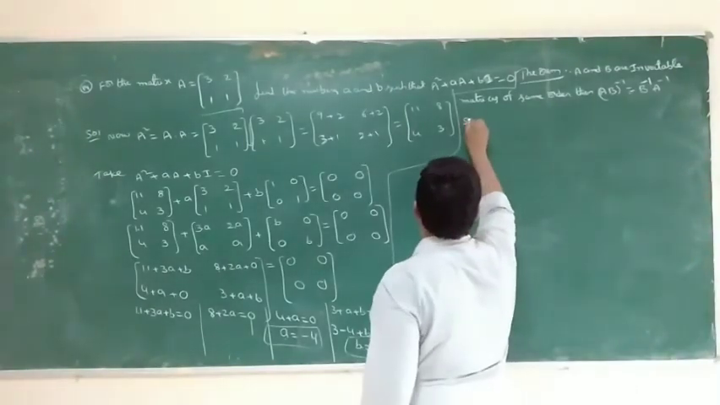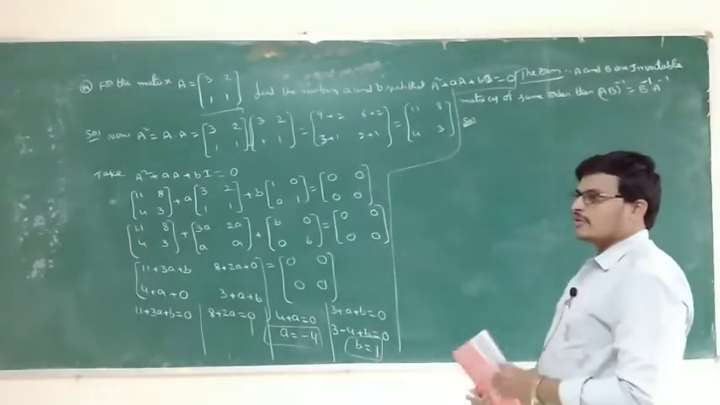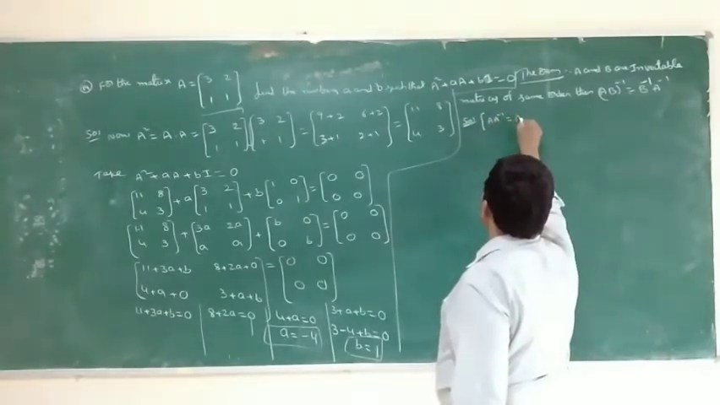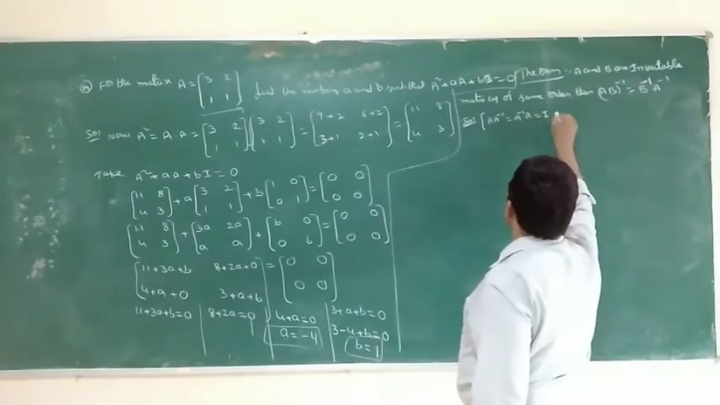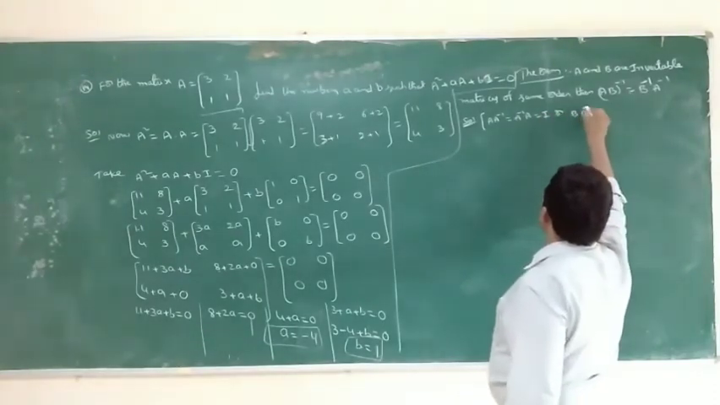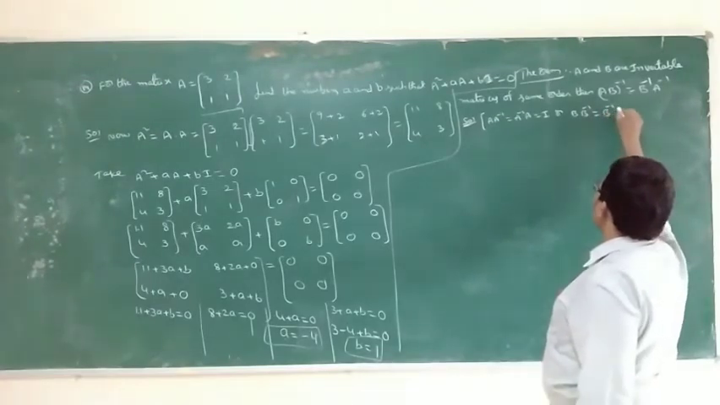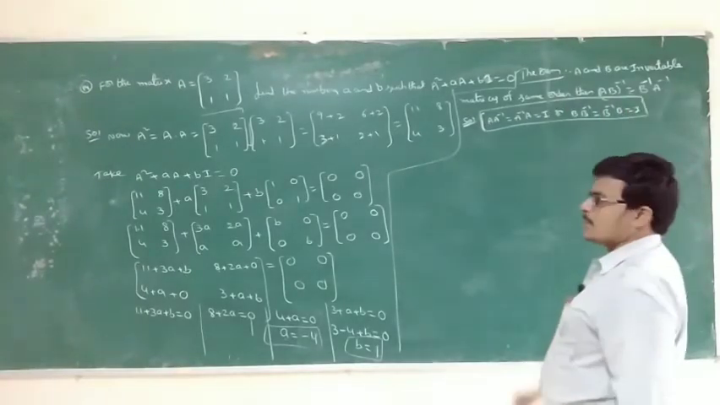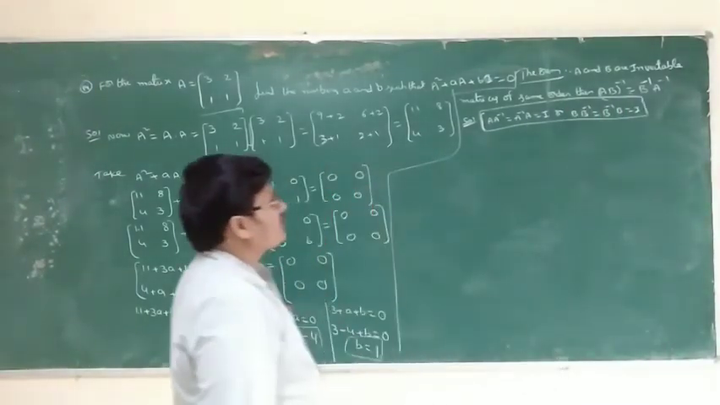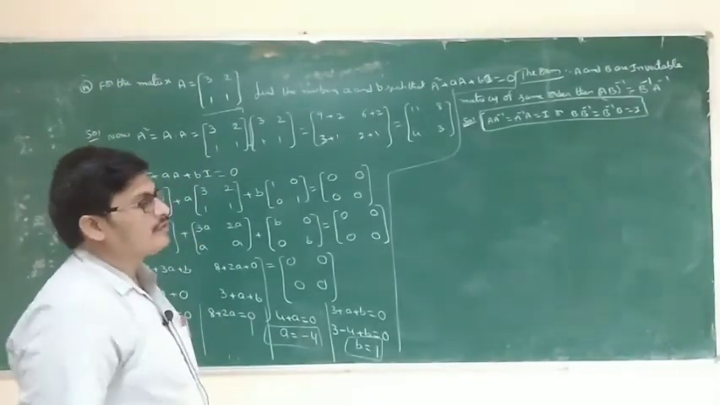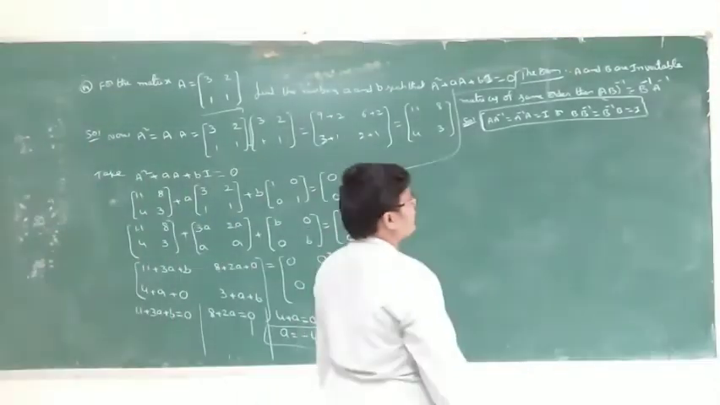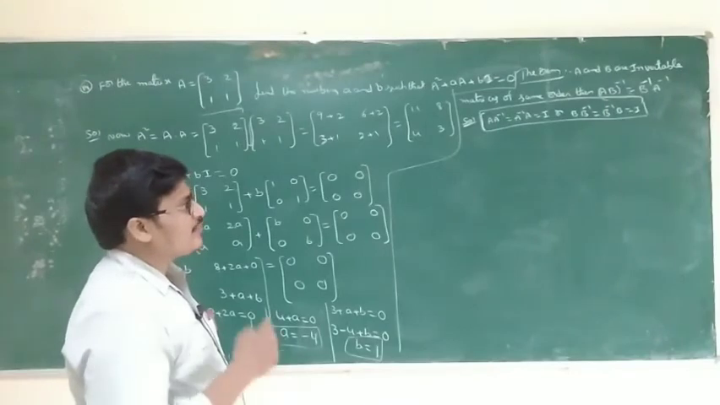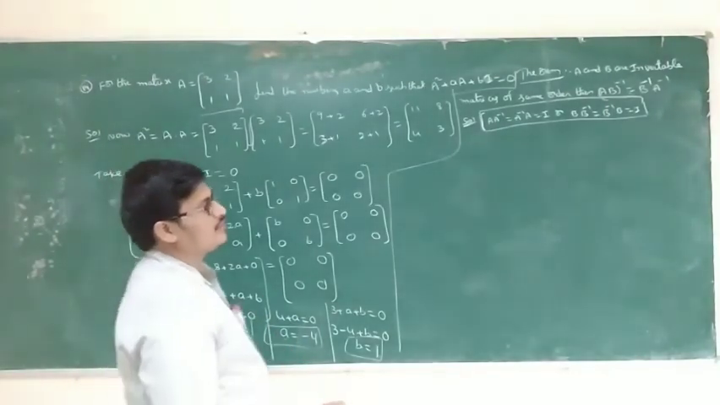Prove first. What is the invertible definition? What is the inverse definition? A into A inverse is equal to A inverse into A is equal to I, and B into B inverse is equal to B inverse into B is equal to I. This is the invertible matrix definition, for any matrix, not only A or B. For example, if C is an invertible matrix, C into C inverse is equal to C inverse into C is equal to I.